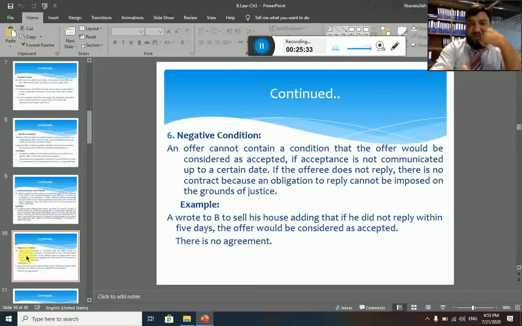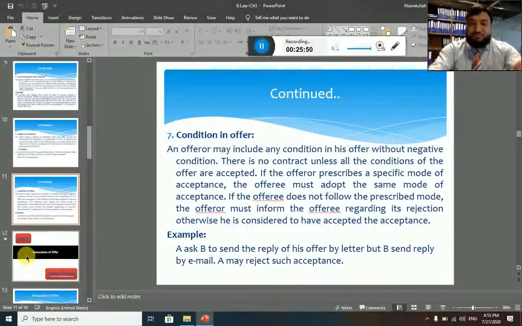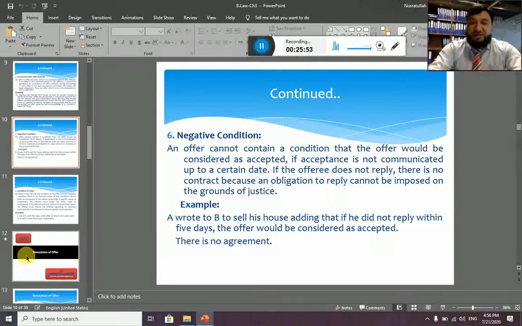Understood or not? So what should be a positive condition? The positive condition is that if you do not reply to me by a certain date, the offer will be considered as rejected. This is a positive condition. We cannot put the other condition, and that's number 7, right? Number 6 is the negative condition, and the negative condition is that you cannot specify the acceptance of an offer to a certain date on somebody and impose that it should be considered as accepted, right? There is an example.